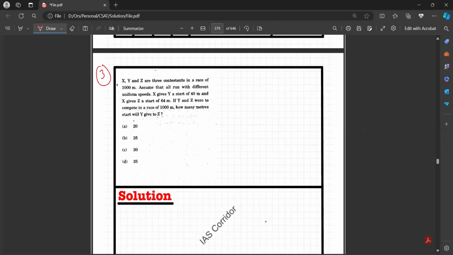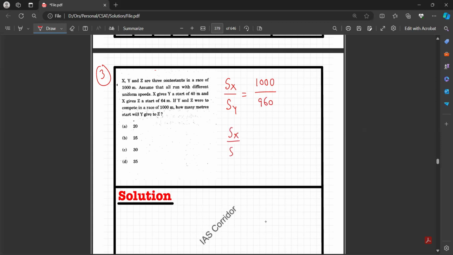X, Y, and Z are three contestants in a race of 1,000 meters, that is 1 kilometer. Assume that all run with uniform speeds. X gives Y a start of 40 meters. That means the distance traveled by X and the distance traveled by Y will differ by 40 meters. If X covers the race of 1,000 meters, then Y will cover 960 meters. Is it clear? And X gives Z a start of 64 meters.